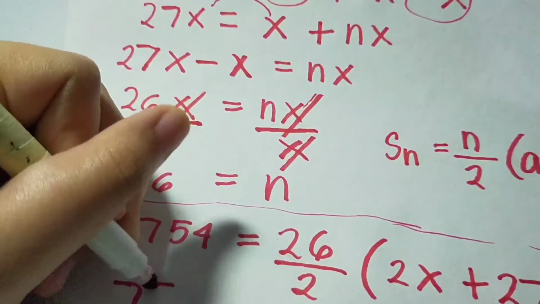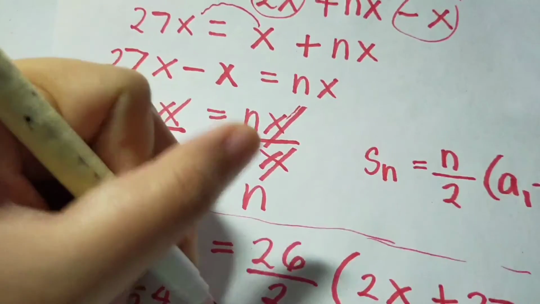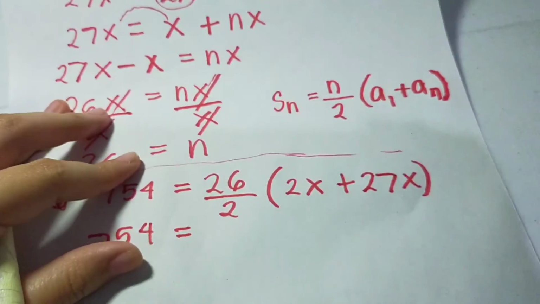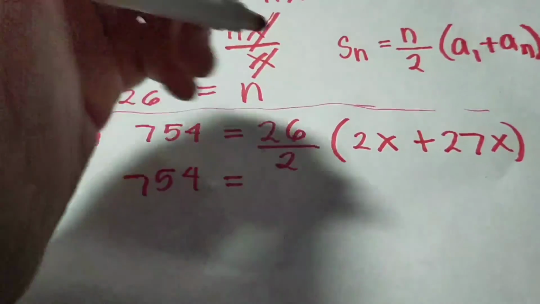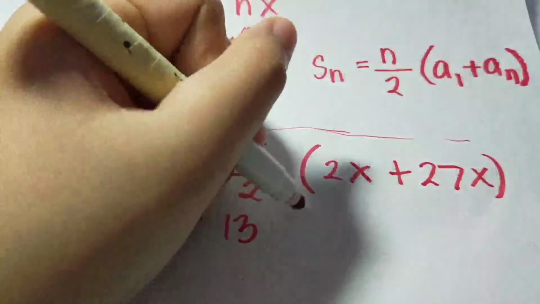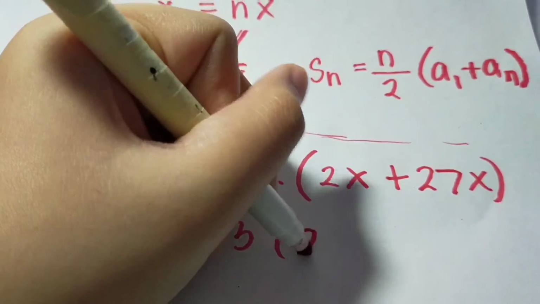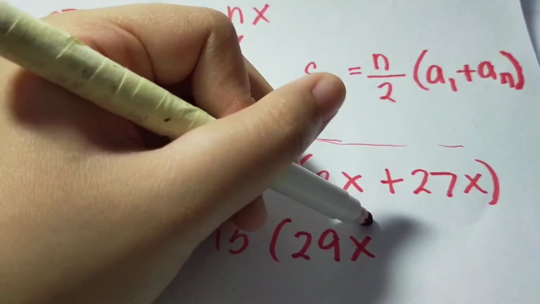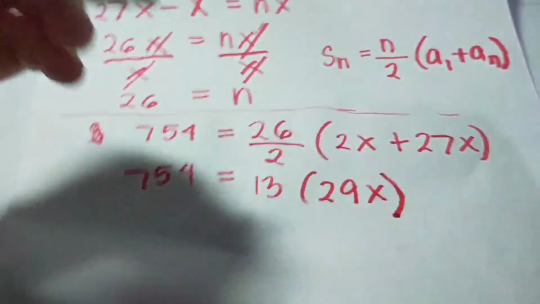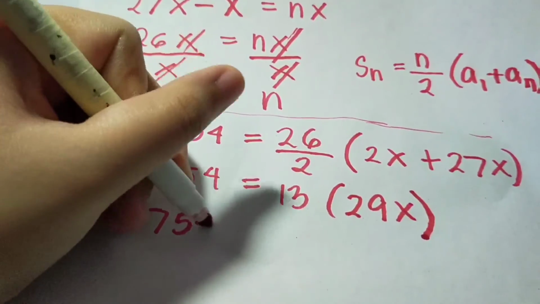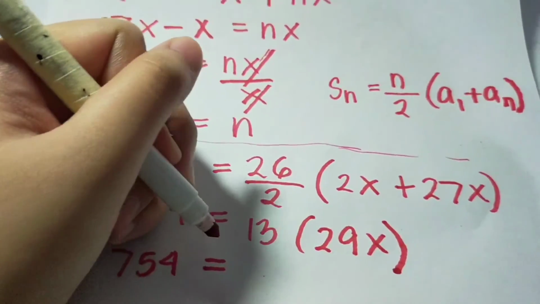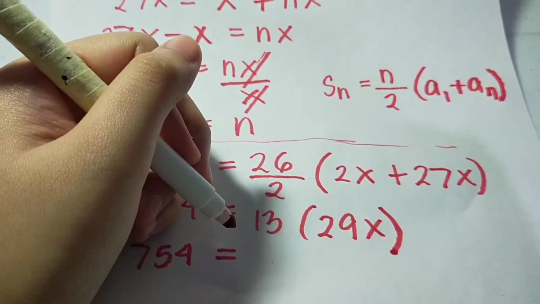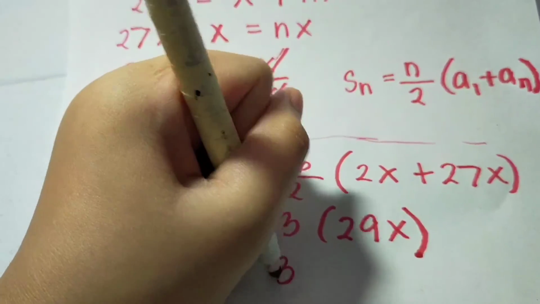So, simplify na natin. 754 is equals to 26 divided by 2 is equals to 13 times 29x dahil 27x plus 2x is equals to 29x. And then 754 is equals to 13 times 29x is equals to 377x.